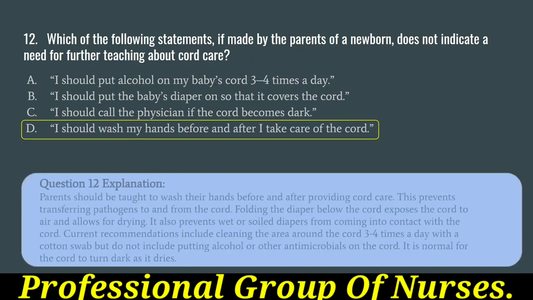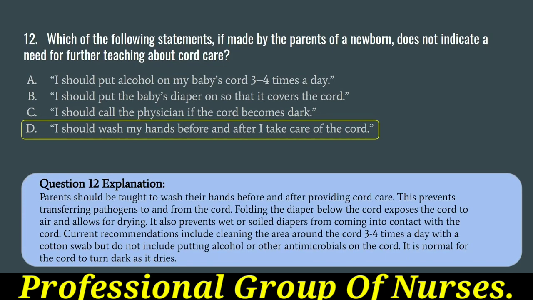Question 12. Explanation: Parents should be taught to wash their hands before and after providing cord care. This prevents transferring pathogens to and from the cord. Folding the diaper below the cord exposes the cord to air and allows for drying. It also prevents wet or soiled diapers from coming into contact with the cord. Current recommendations include cleaning the area around the cord 3 to 4 times a day with a cotton swab but do not include putting alcohol or other antimicrobials on the cord. It is normal for the cord to turn dark as it dries.